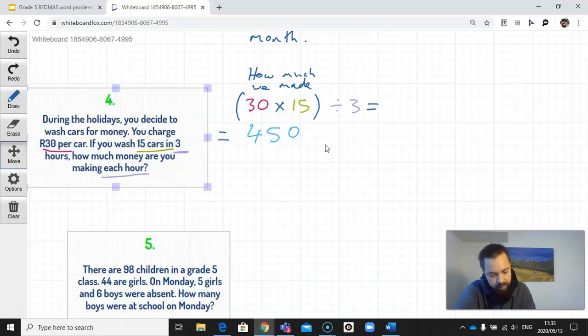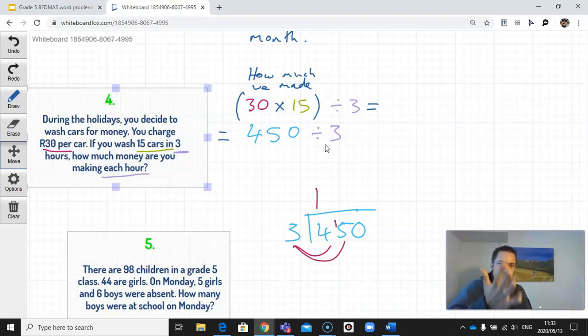So our divided by 3 stayed there. Now we need to divide 450 by 3. So let's quickly do that as a jot down underneath. 450 with our bus stop. 3 goes into 4 once with 1 left over. 3 goes into 15. 3, 6, 9, 12, 15. 5 times with no leftovers. 3 goes into 0. 0 times. So that means we are making 150 per hour.